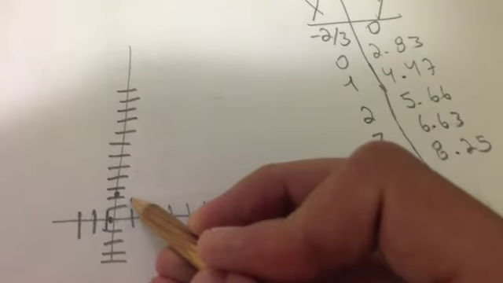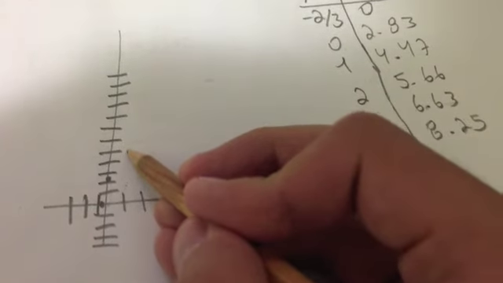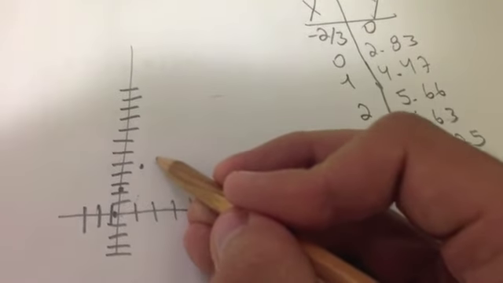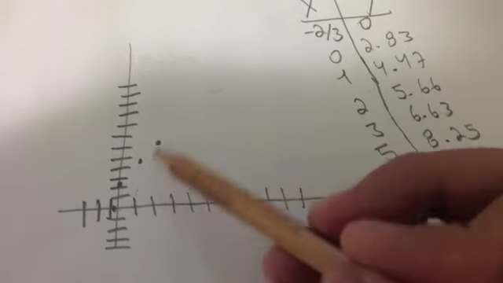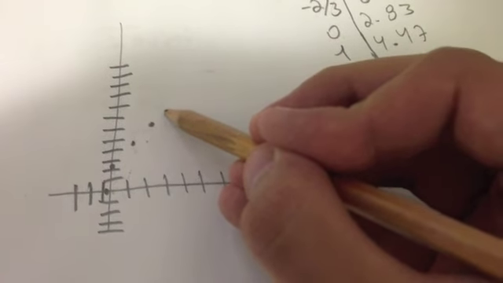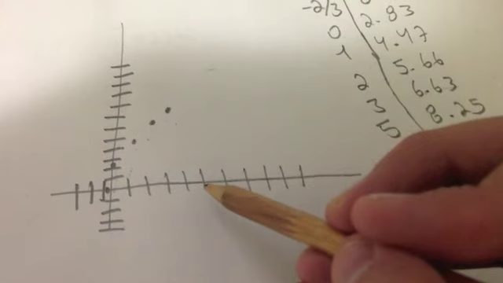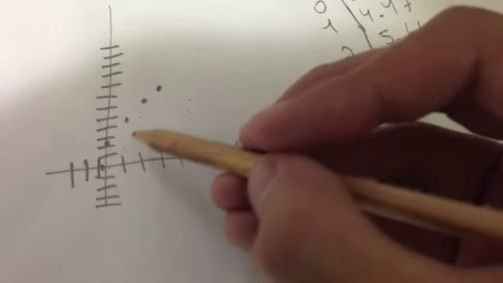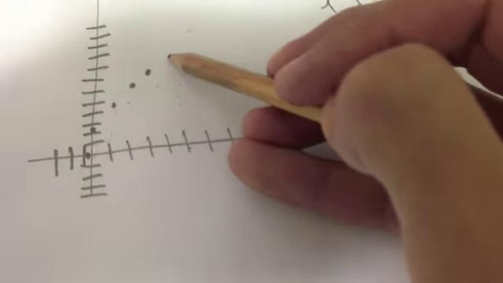The next I go 1 to the side and 4.5 up, so 1, 2, 3, 4.5, so here I am. The next one I go 2 to the side and 5.5 up. Next point, 3 to the side, and that's 6 and almost a half. Now 5 to the side and 8 up, so 1, 2, 3, 4, 5, 6, 7, 8. So the point is about here.